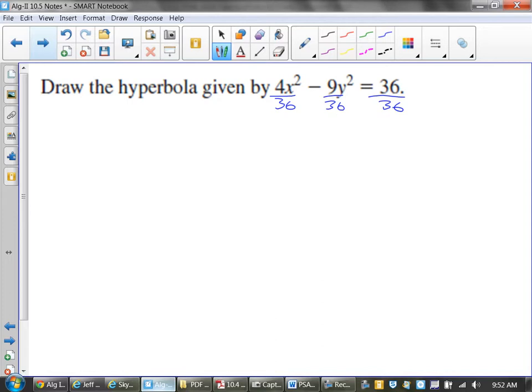And lo and behold, you get x squared over 9 minus y squared over 4 equals 1. Now we know it's a hyperbola, and if the x squared term comes first, that means it's going to be opening left and right. So just like I did with the ellipses, I'm going to do this real quick, just so I make sure that my graph looks like that when I get to it.